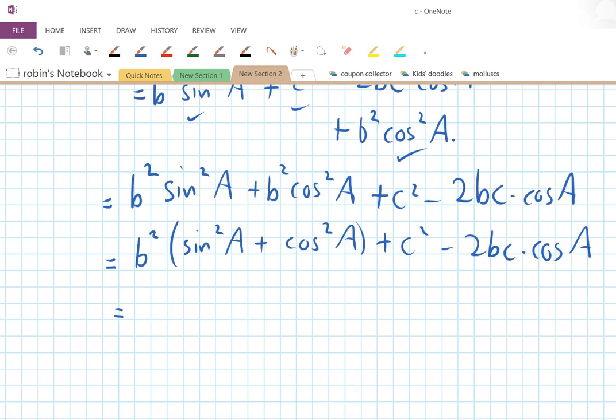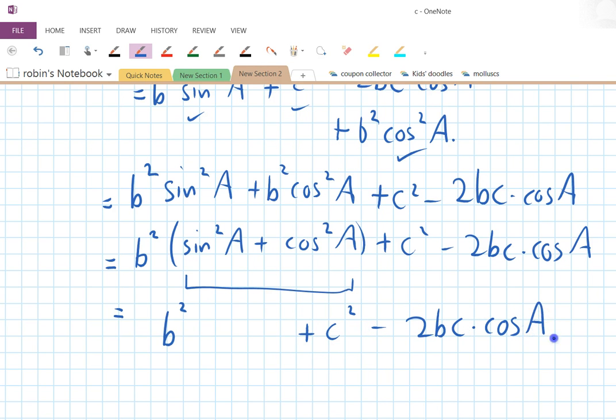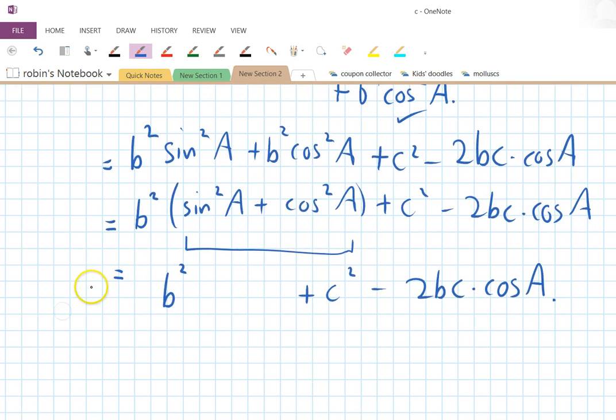And now here's the killer. The killer is that sine squared plus cos squared equals 1, which we covered in one of the screencasts anyway. So it's just B squared times 1, which is just B squared, plus C squared minus 2BC cos A. And that was all A squared.